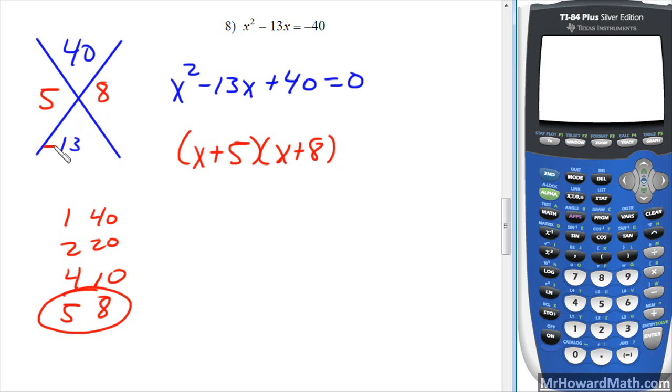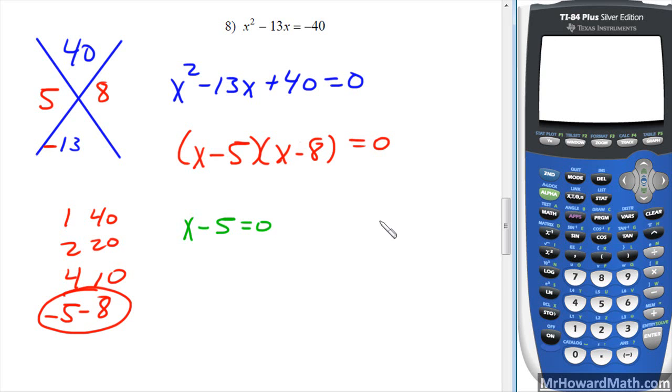Oh, and I needed to make this a negative, didn't I? So these both need to be negative. So let's fix that. So x subtract 5, x subtract 8 equals 0. Just like before, we've got it factored. So we set each factor equal to 0 and solve it, and that gives us our solutions.